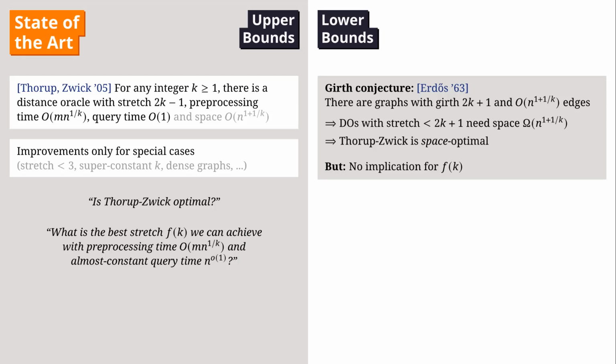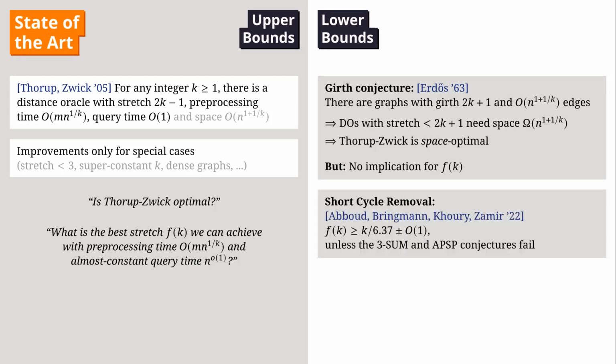Okay, so what else is there? It turns out that by my two co-authors and also by Sarah Khoury and Amir, 1 year ago at STOC, they could prove that f of k scales linearly with k. So specifically that f of k is at least k by 6.37. This number depends on the matrix multiplication constant, which is why it's a little bit weird. Unless either the threesome conjecture or the APSP conjecture from fine-grained complexity theory fails.